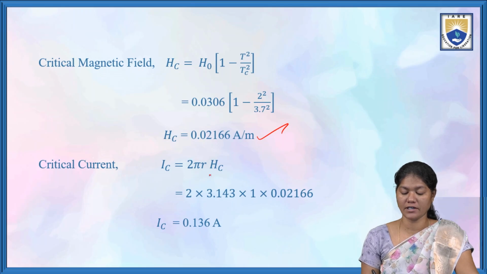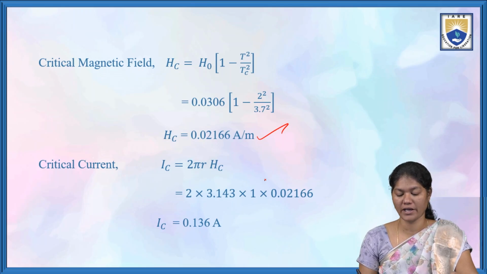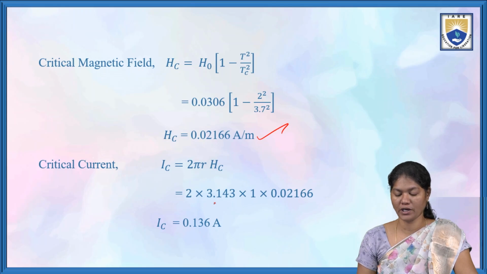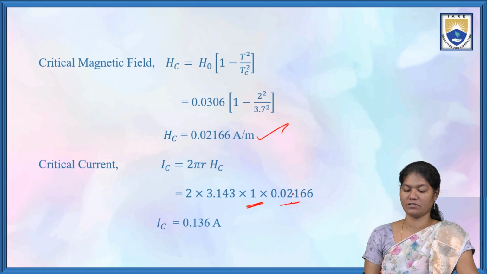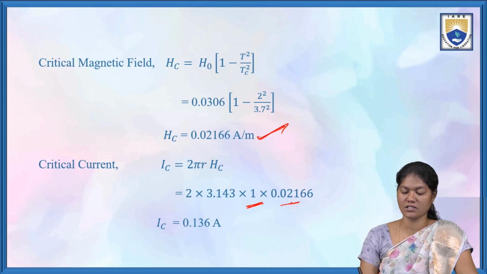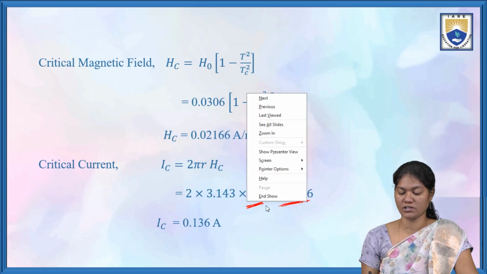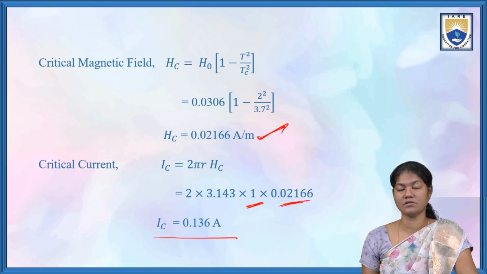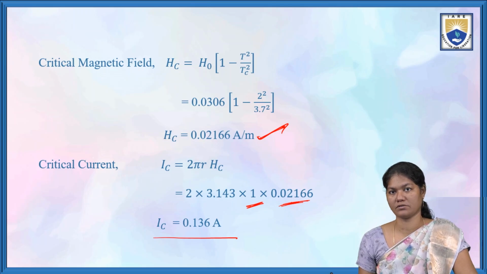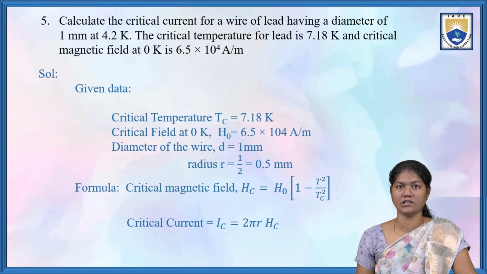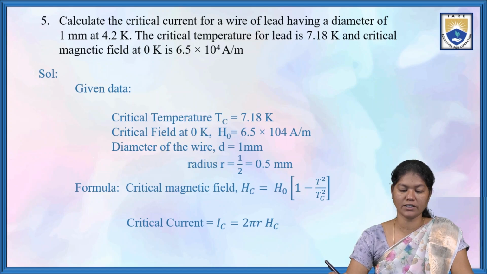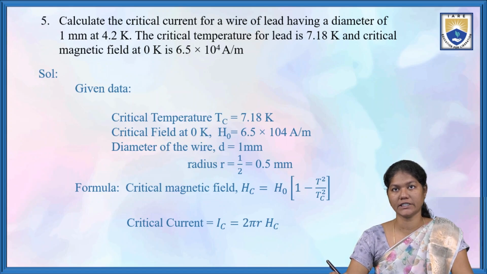For critical current, Ic is equal to 2 pi R Hc. So it is equal to 2 into 3.143 into radius 1 meter into Hc, the critical magnetic field at 2 degree Kelvin, which is 0.02166. So multiplying all these values, the critical current becomes 0.136 ampere.